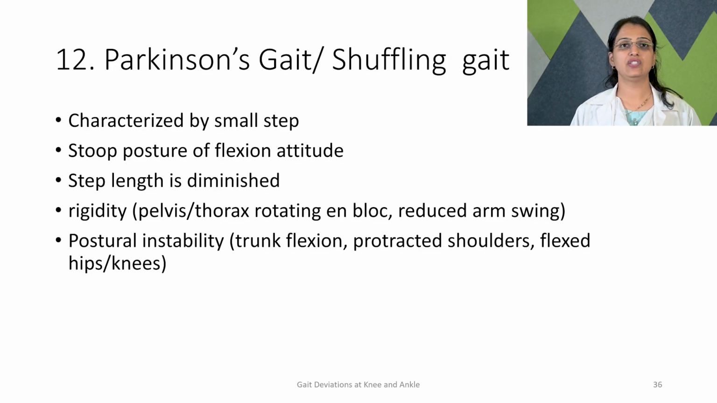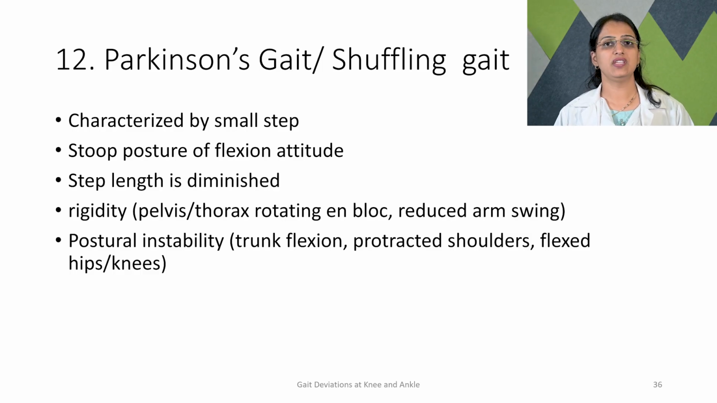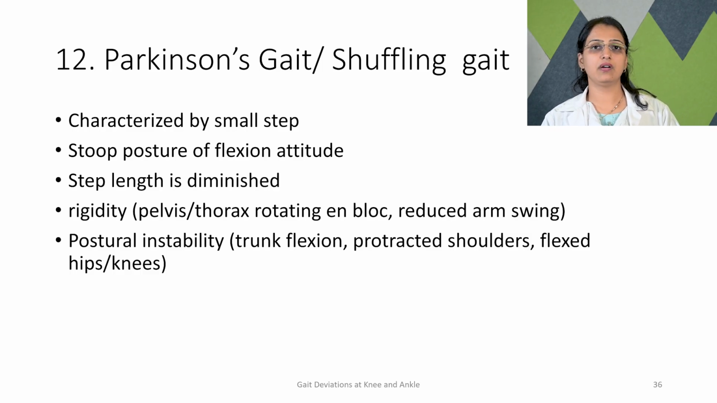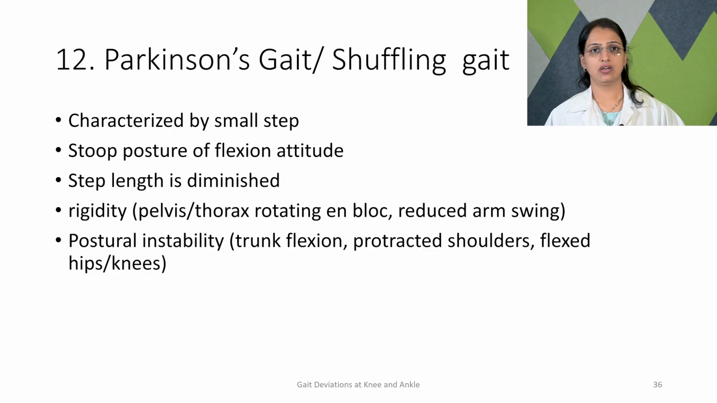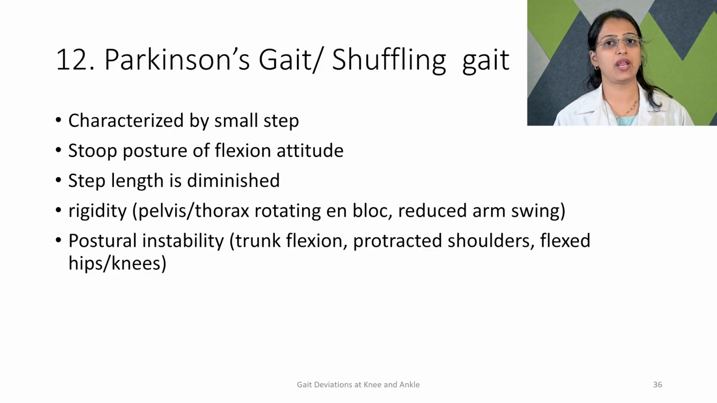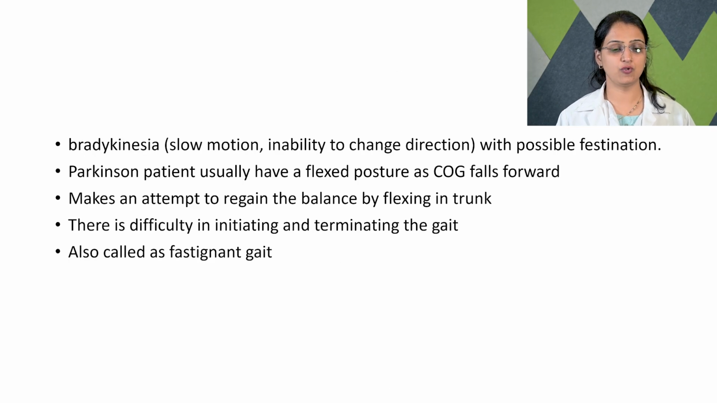Next one is the Parkinson's gait or shuffling gait. This type of gait is characterized by small steps. The patient is trying to take small steps. The patient's posture is stooped, usually a flexed posture. In this type of gait, step length is diminished, and there is rigidity in the pelvis and thorax. Arm swing is reduced, postural instability is there. Shoulders are protracted, hips and knees are in a flexed position, and the trunk is in a flexed position.